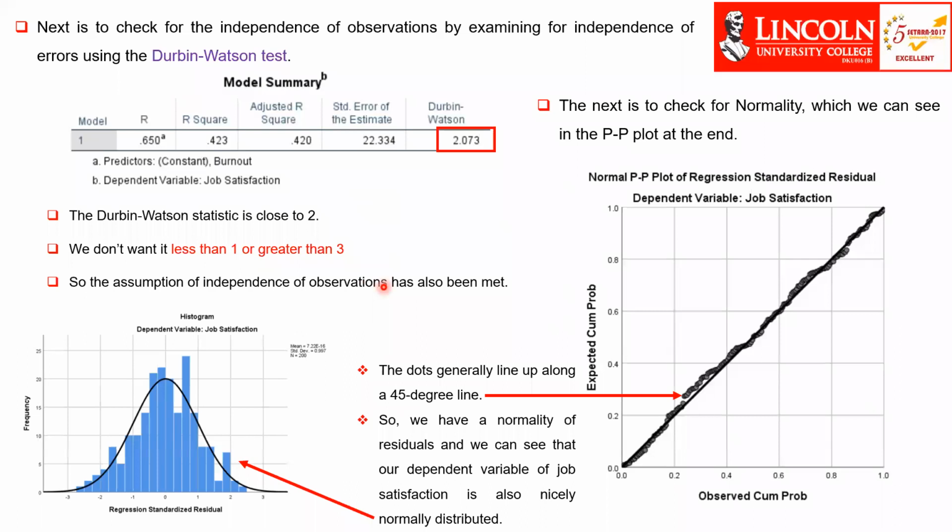Now the next is to check for normality, which can be seen in the P-P plot at the end of the output window. And you're going to see something like this. Then you realize that the dots generally line up along a 45-degree line. Okay, so we have a normality of residuals, and we can see that our variable of job satisfaction is also nicely normally distributed if you look at the histogram. Okay, so that tells you that we have also fulfilled the normality assumption.